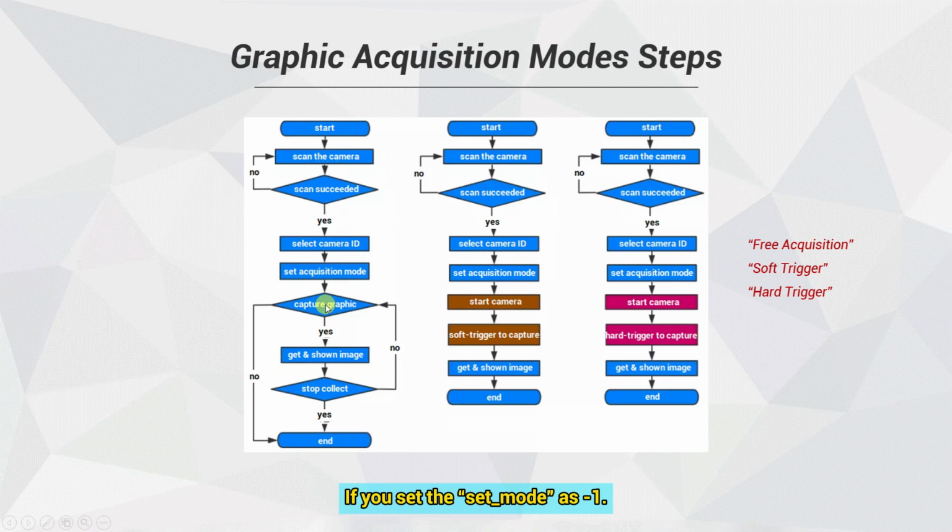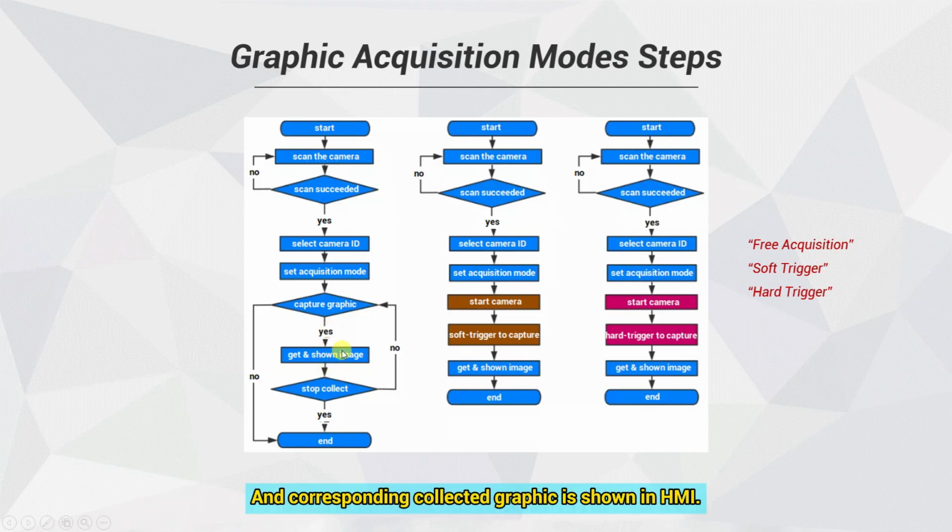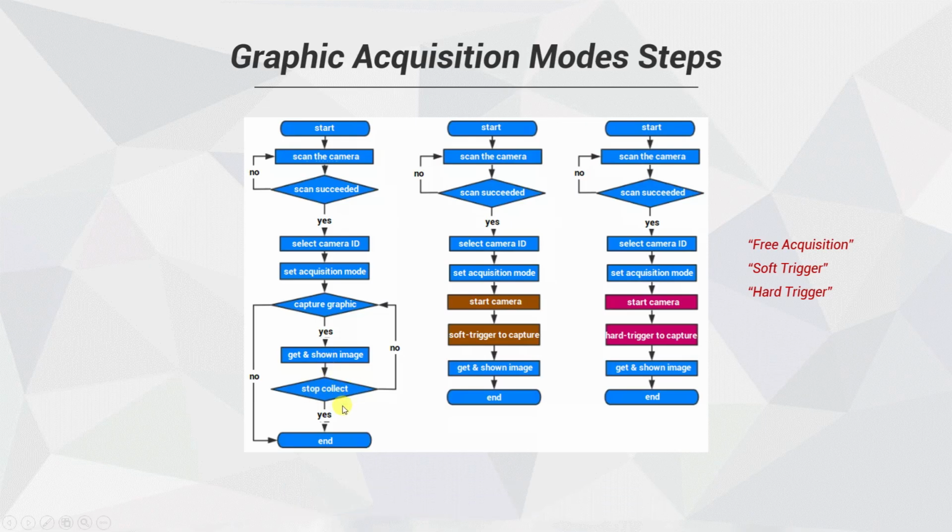If you set the mode as -1, free acquisition mode will be used. Next, it will collect the graphic and cycle when it receives the continuous collection signal. And the corresponding collected graphic is shown in HMI. Even if the graphic has been collected already, it is still collecting all the time, except you press the button of Stop Collect. Then, the event ends. Okay, this is free mode.